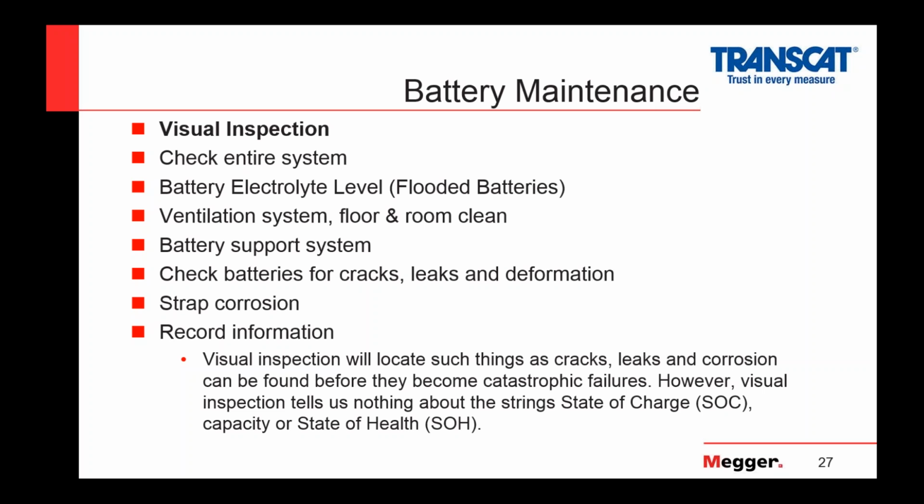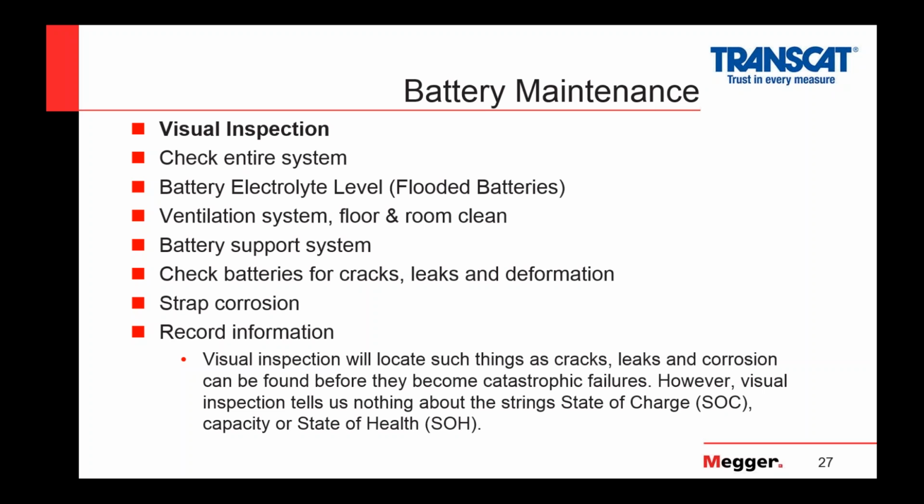A visual inspection. This is probably the simplest thing to do, and it's critical. We want to check the entire system. On flooded batteries, you're going to check that electrolyte level. You'll see there are 2 lines on the top of the battery, and that electrolyte should be in between those 2. We want to make sure our ventilation systems are working and everything's clean, and the battery support system, the rack and everything, is solid. Check the battery for cracks, leaks, or deformations.